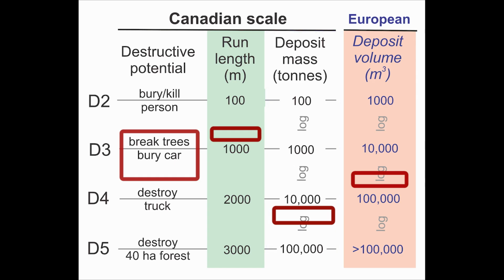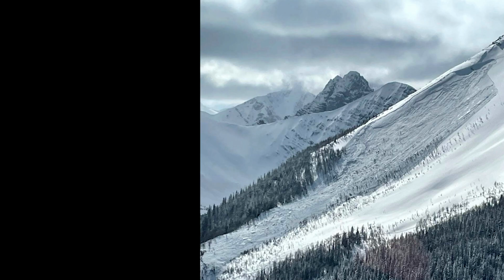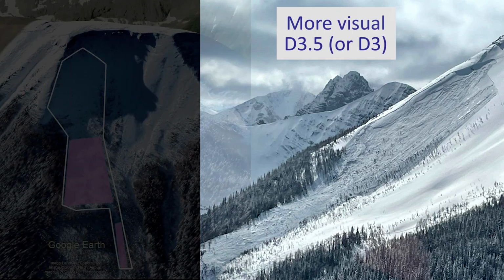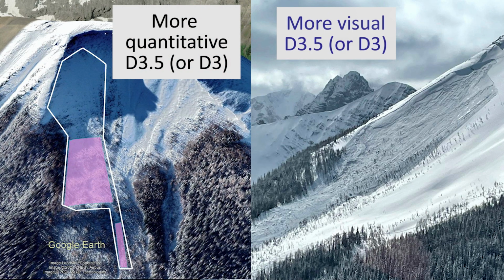So, combining the factors and ignoring deposit mass, I'd rate this avalanche as a D3.5, but D3 is also a reasonable rating. For this avalanche, the more visual and more quantitative methods give the same result, which is not surprising since the more visual method is based on the more quantitative method. However, this is just one avalanche.